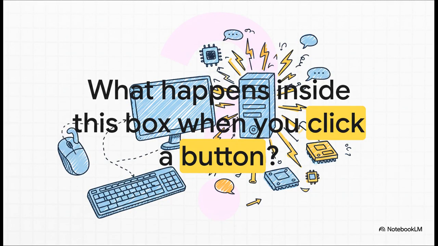You click your mouse or you tap a key on your keyboard and boom, something happens on the screen just instantly. But what's the incredible chain of events that makes that split-second action possible? It's like a lightning-fast conversation happening between all these different parts.